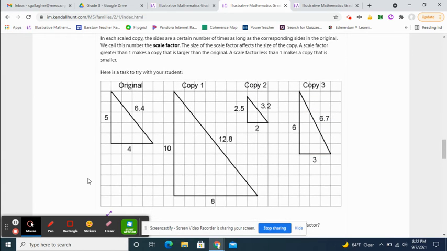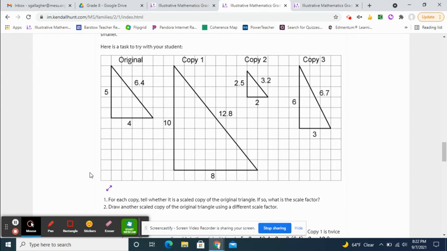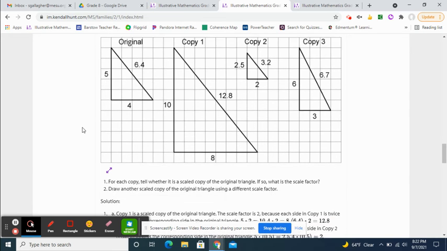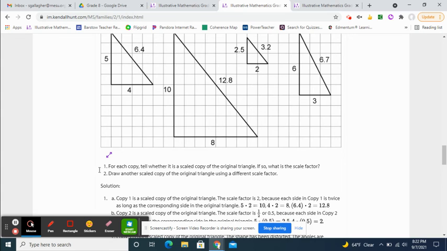And then another thing that's really cool is that they give you sample tasks. So you can see here is a task to try with your students. You can take a look at this. I mean, you could do it yourself, or you could have your student come over and take a look with you. It just gives you a good idea of the language that the program uses and the types of problems that your students are going to be solving. So there's a diagram here and a couple questions.